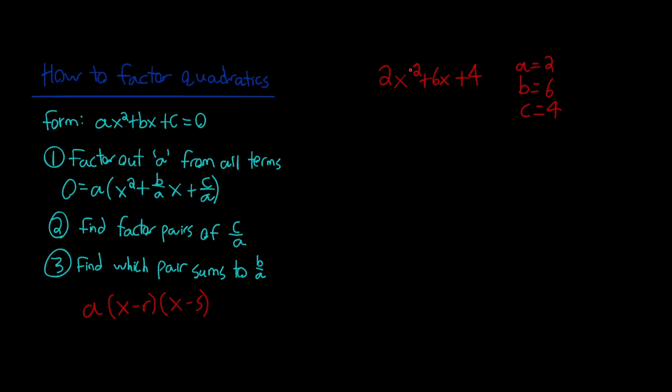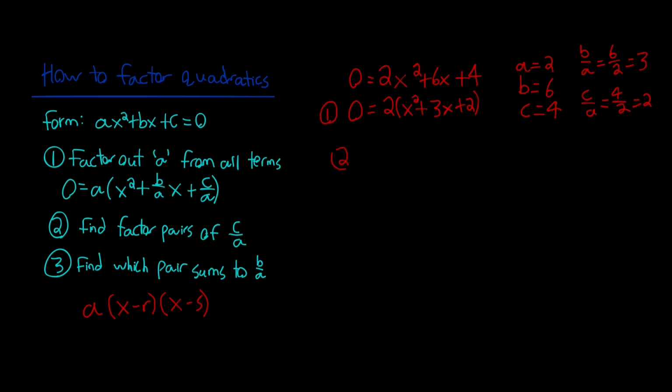So the first step is going to be to factor out a from all terms. And I'll just write that that's equal to 0. So I get 0 is equal to 2, x squared plus, and then off to the side, I'm going to solve for b over a, which is 6 divided by 2, or 3, and c over a, which is 4 divided by 2, which is 2. So I'm going to get, on the inside, x squared plus 3x plus 2. Okay, so that was step 1.